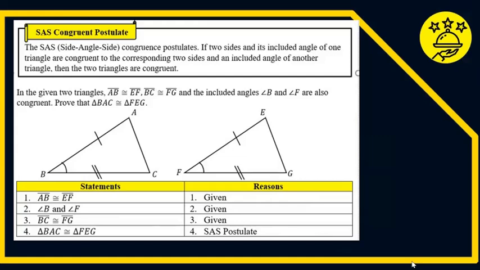We have to prove that triangle BAC is congruent to triangle FEG. So we have segment AB is congruent to segment EF, given. Angle B is congruent to angle F, given. And segment BC is congruent to segment FG, given. Then triangle BAC is congruent to triangle FEG by the use of the SAS congruence postulate.